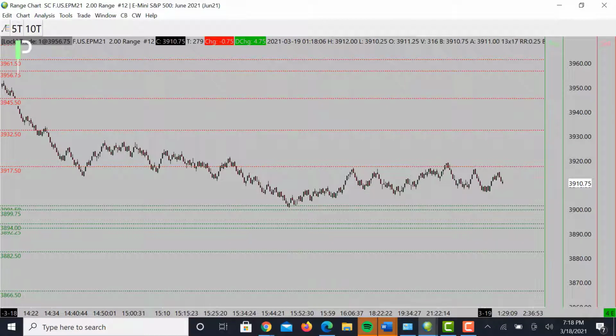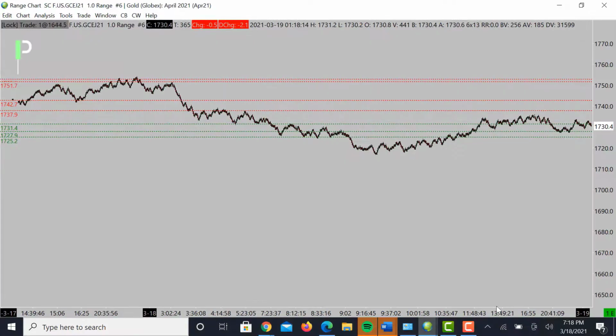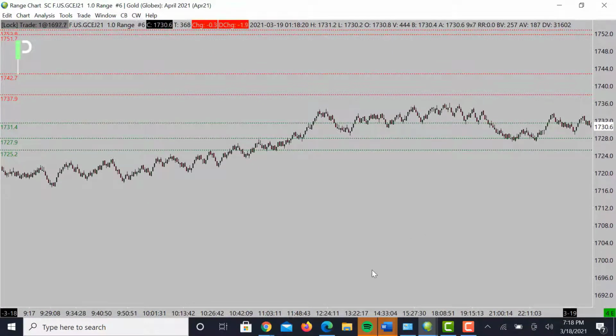Let's take a look at gold here real quickly. Give you guys some areas of structured levels that we're looking for. Right now, I am actually looking to anticipate the market to move down on gold.